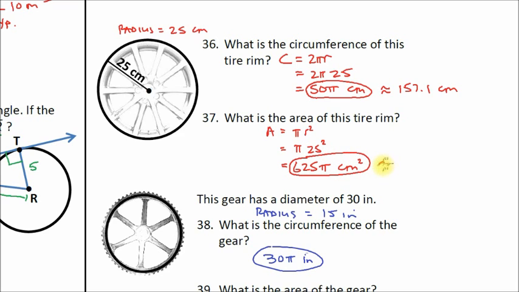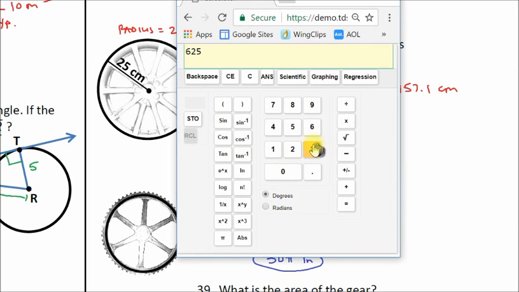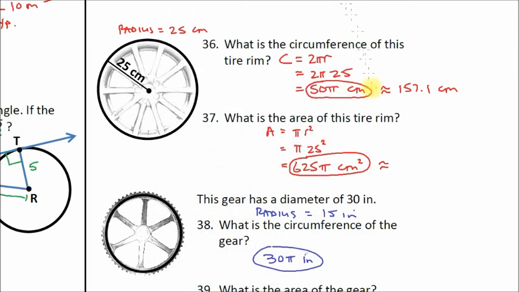And if you want to estimate that or approximate that, you can put that in your calculator. 625 times pi is equal to approximately 1963.5, and that'd be centimeters squared. So there's how to find the circumference and area. Do number 38 and 39 on your own, and then come back and take a look at the answers. See if you can get them correct.